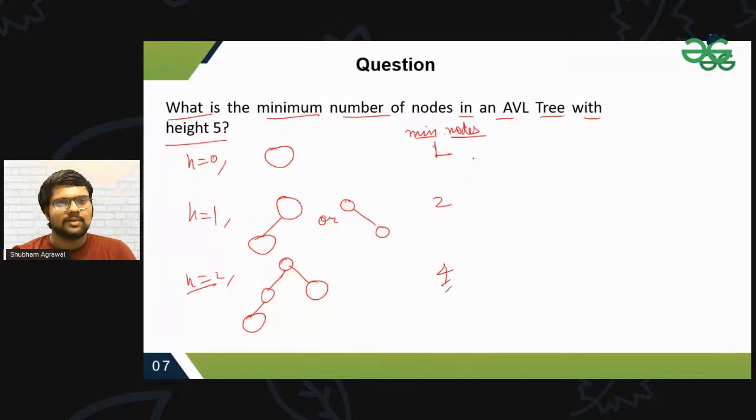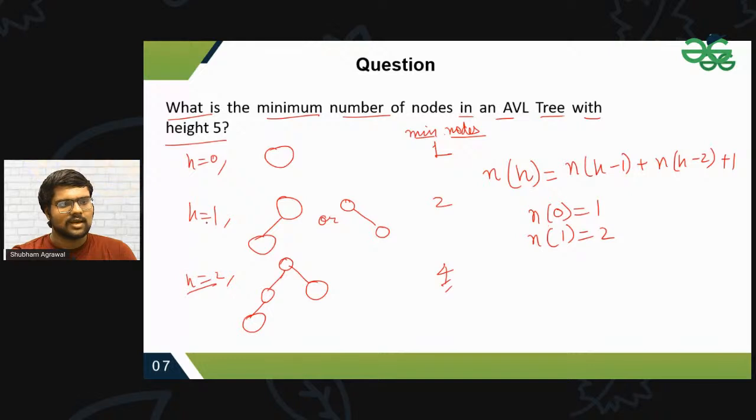It is a recursive formula. Let me write it, the number of nodes for a particular height. N denotes the number of nodes, and h denotes the height. N of h equals n of height minus 1 plus n of height minus 2 plus 1. This is the formula, and for height equal to 0 it is 1, and for height equal to 1 it is 2. Let me just erase this.